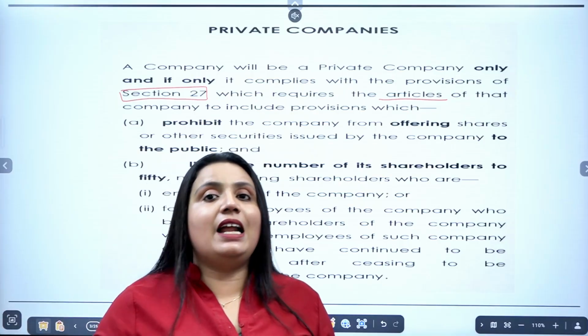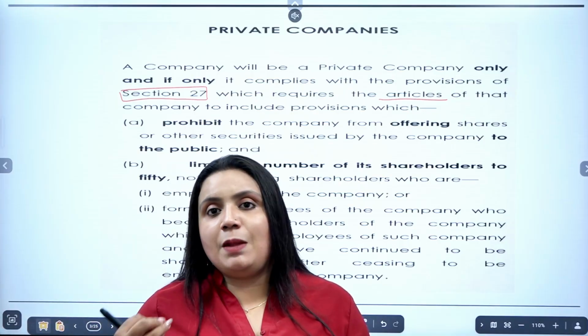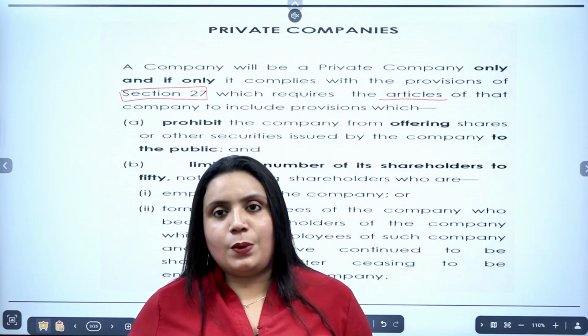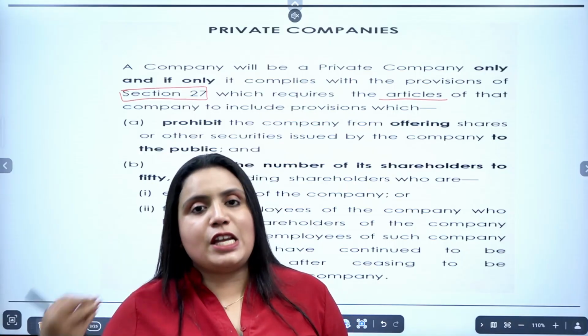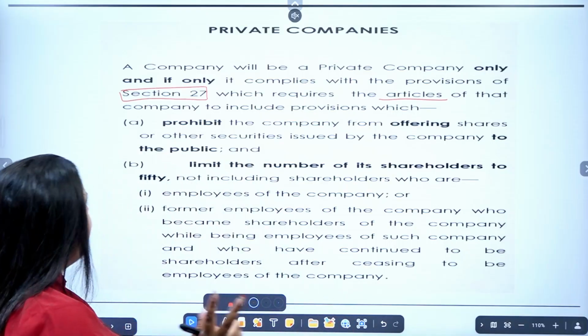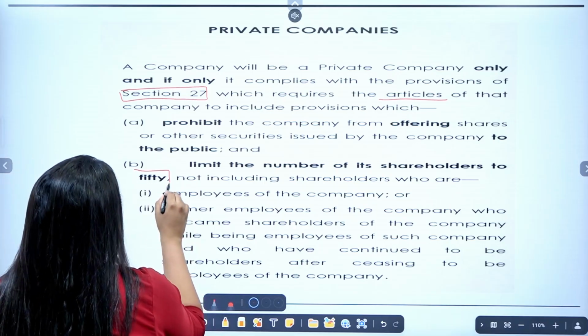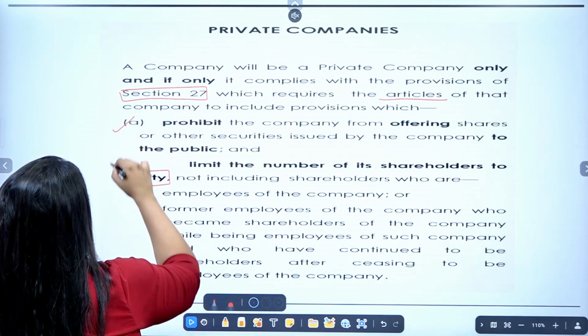So therefore, the articles of association of a private limited company should emphasize the fact that shares or other securities like debentures cannot be issued to the public. Second point, limit the number of shareholders to 50. That's another important thing you need to remember.